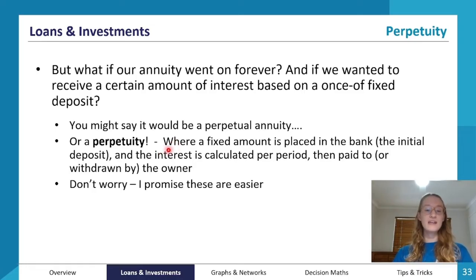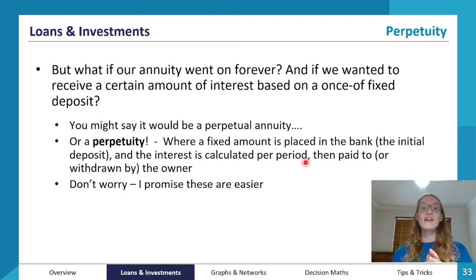So a perpetuity is where a fixed amount is placed in the bank. So like me putting my lotto money in the bank, if I ever win. So that would be placing that fixed amount in the bank, or that might be a savings or an inheritance, or any kind of sum of money. So that's our initial deposit, and then the interest is calculated per period, and then the interest is taken out and paid to or withdrawn by the owner.